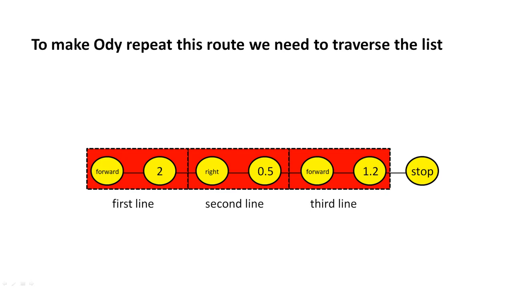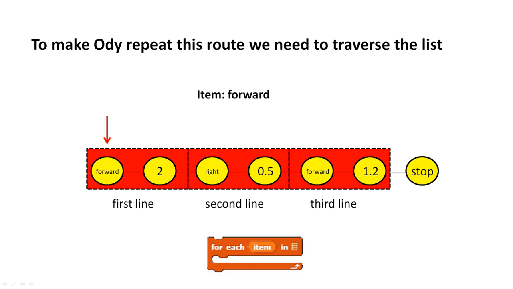Now we have to write the code that repeats the route. To do this, we need to traverse the list starting from the beginning and access the items one by one. Each time we access an item, we have to act according to it. You can see the block command used for traversing a list in Snap for Arduino.